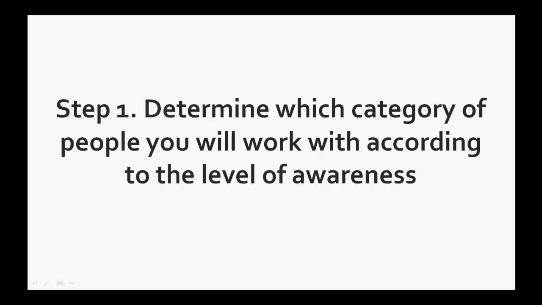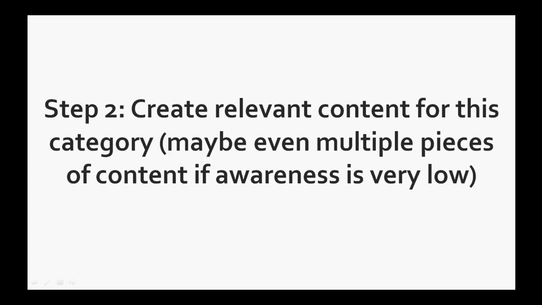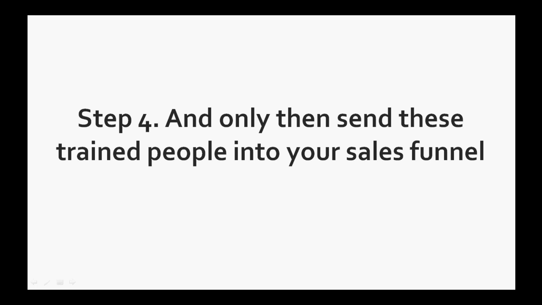So here is your simple plan of action. Step number 1. Determine which category of people you will work with according to the level of awareness. Step number 2. Create relevant content for this category, maybe even multiple pieces of content if awareness is very low. Step number 3. Send those people to that content. And step number 4. And only then send these trained people into your sales funnel.